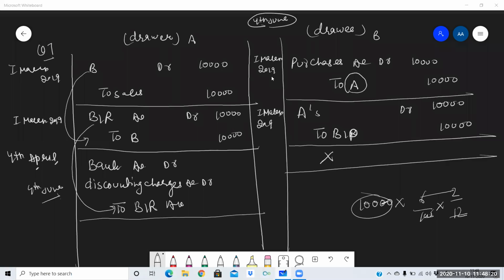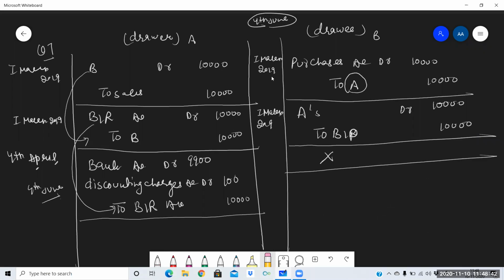Very good. So 100 rupees are the discounting charges and the bill amount was 10,000. So after deducting 100 rupees, the bank will be giving 9,900 rupees to A. So the entry will be bank account debit 9,900, discounting charges 100, to BR 10,000. So this entry will be passed.